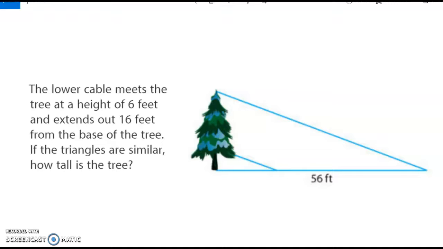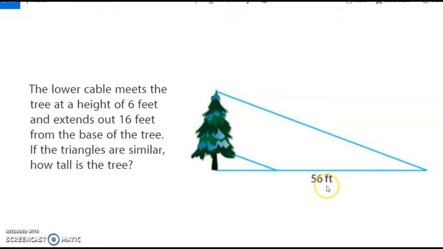Today we're going to be talking about finding the missing measures of similar triangles. If you notice here, the problem on the screen says that we are going to be looking at a couple of different measurements, some of which are already put onto the diagram, some of which we will have to actually recreate on our own. So if you notice there, the problem says that the lower cable meets the tree at a height of about 6 feet and extends about 16 feet from the base of the tree. If the triangles are similar, how tall is the tree?